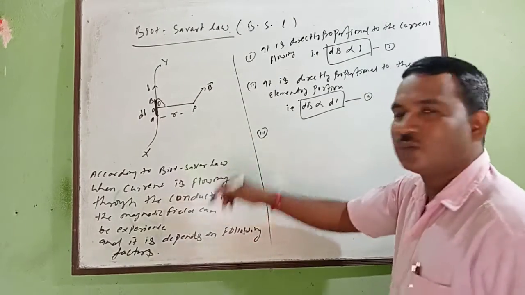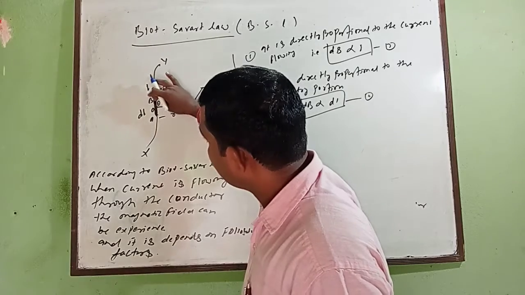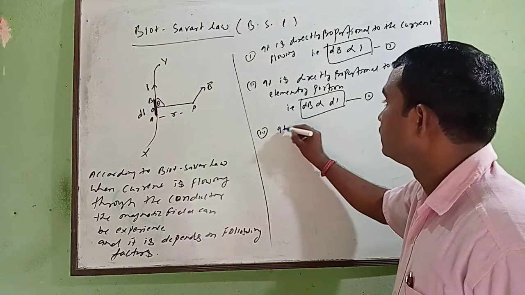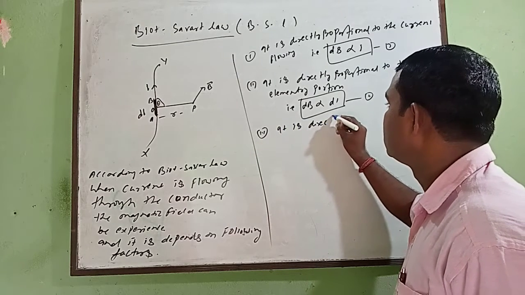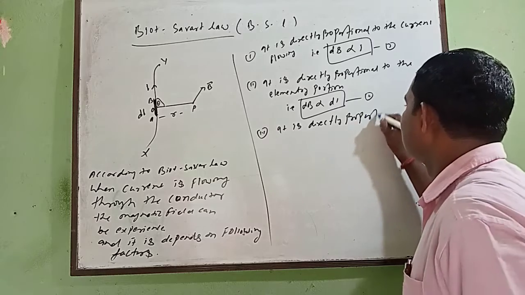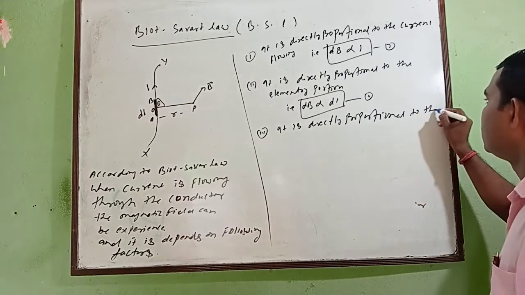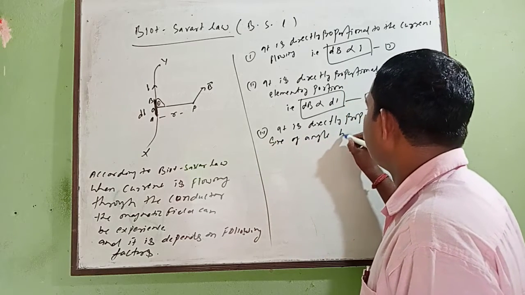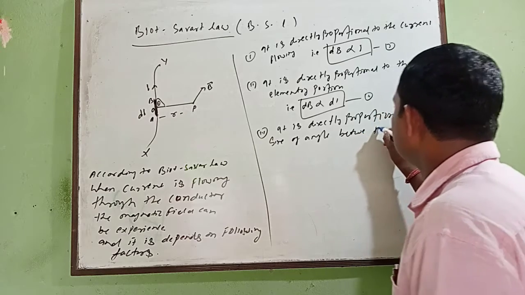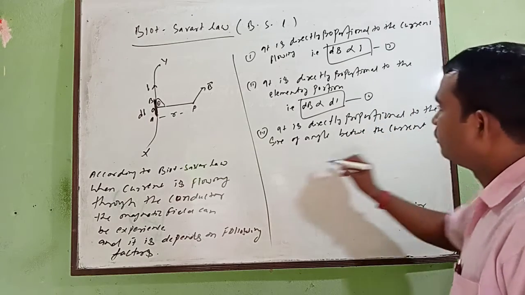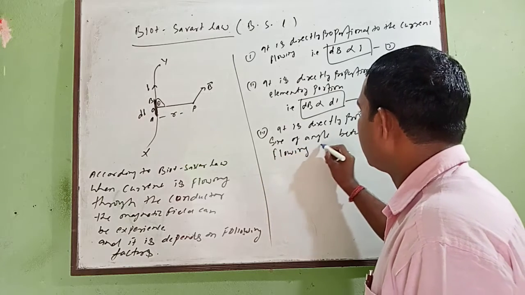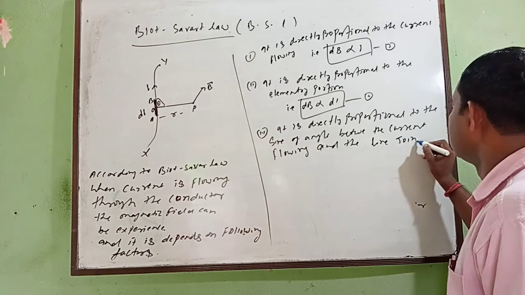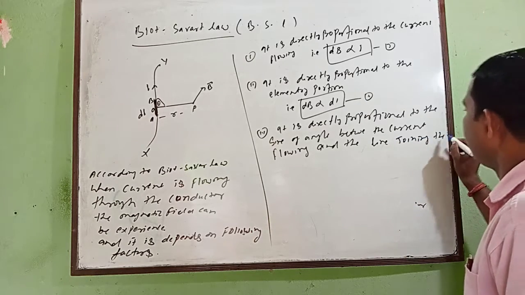Another, third, you can also write. You know that it will depend on this portion, the elementary portion, the current, and the angle between them. Yes, it is directly proportional to the sine of the angle between the current flowing and the line joining the elementary portion.